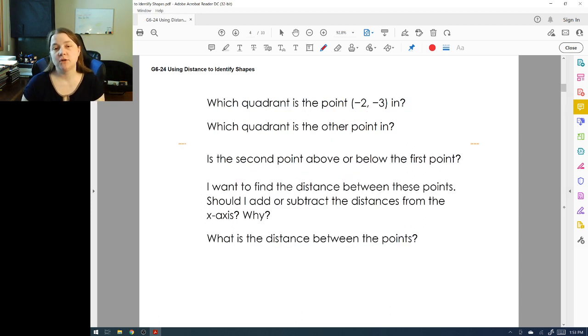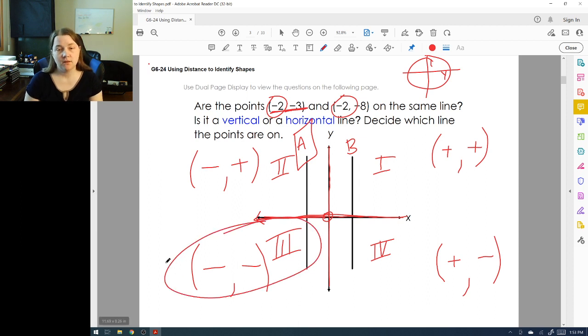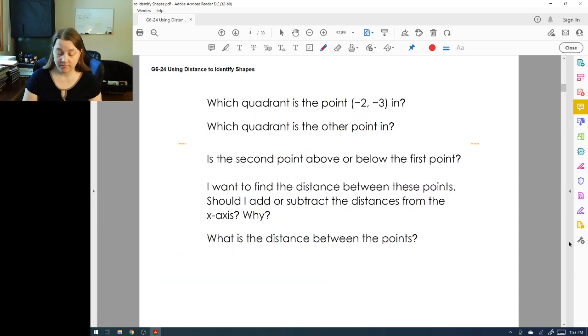So what quadrant was that point -2, -3 in? Remember back here where we had these signs listed out, plus, plus, minus, plus? These are two negative numbers, -2, -3, which means they're going to be in quadrant 3. The other point, which was -2, I believe it was -8, is also going to be in quadrant 3 because they're both negative.